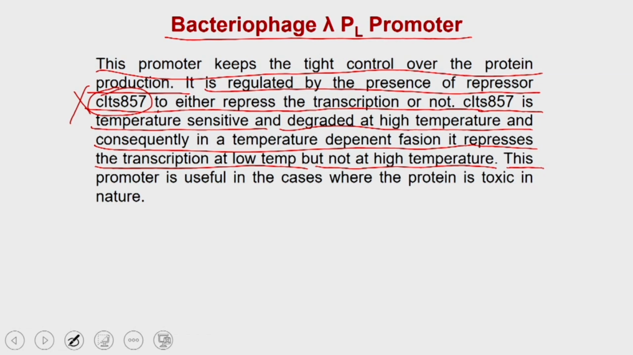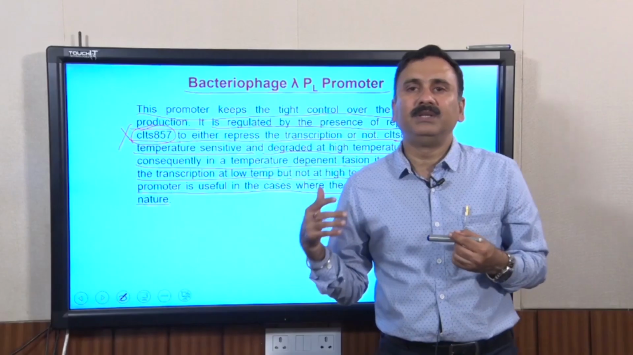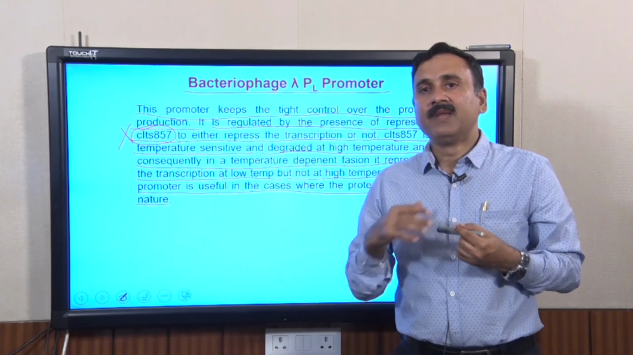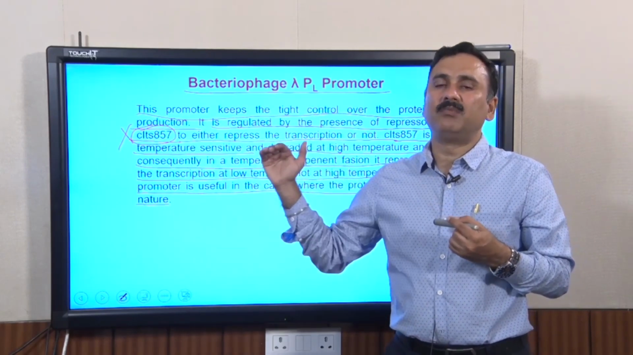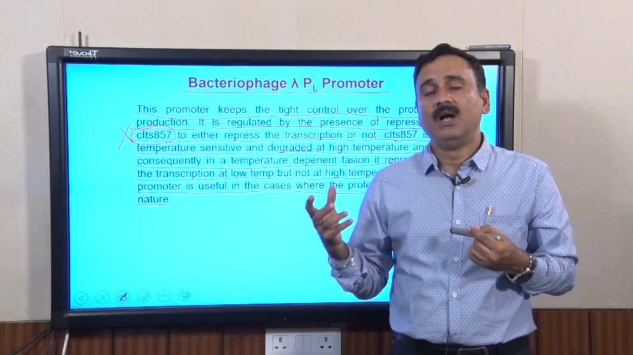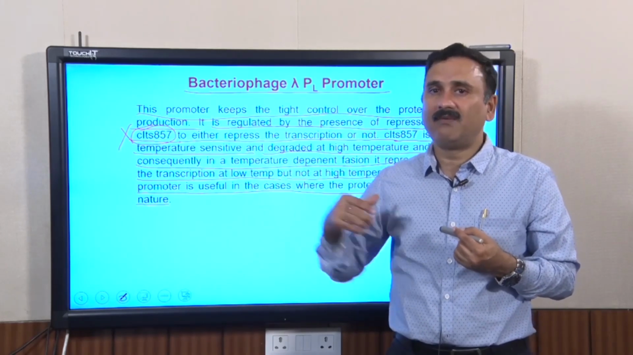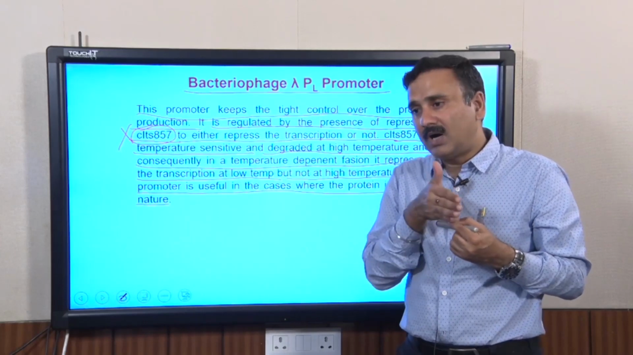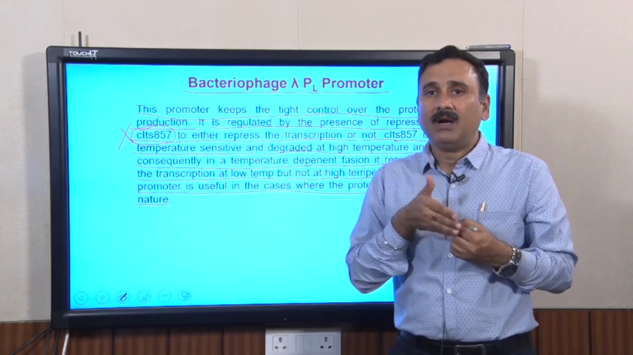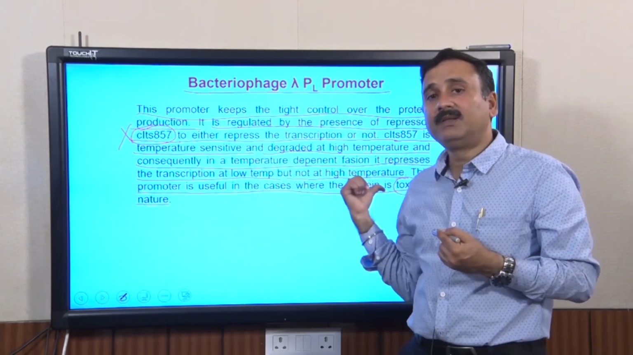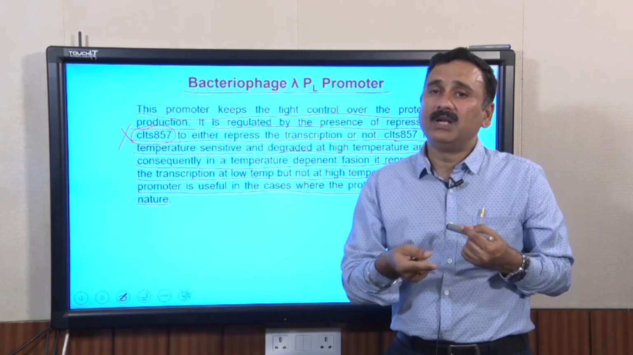This promoter is useful in cases where the protein is toxic in nature. The way this unique type of promoter is used is that if the protein is very toxic and you use the IPTG based inducible promoter, it is going to start producing the protein, because the bacteria normally contain a small amount of lactose which they take up from the media. So, you are going to get protein production from the beginning itself, and because the protein is toxic, it is going to kill the bacteria.